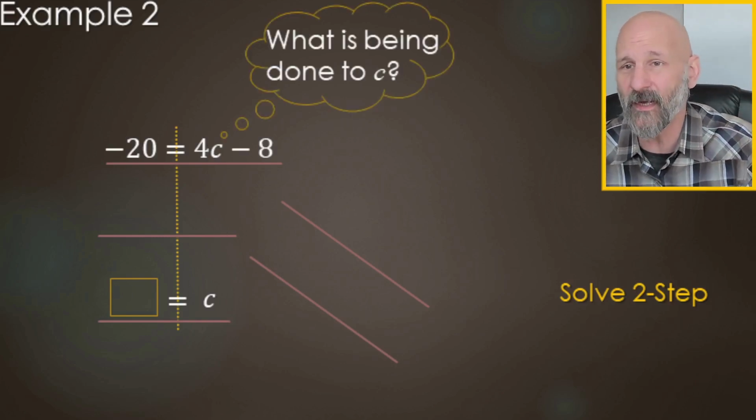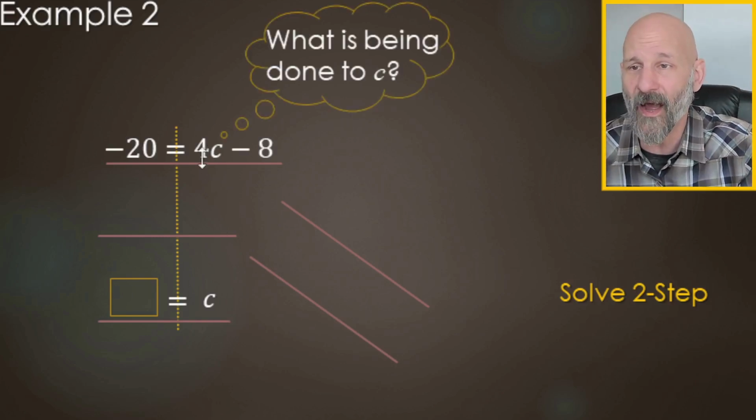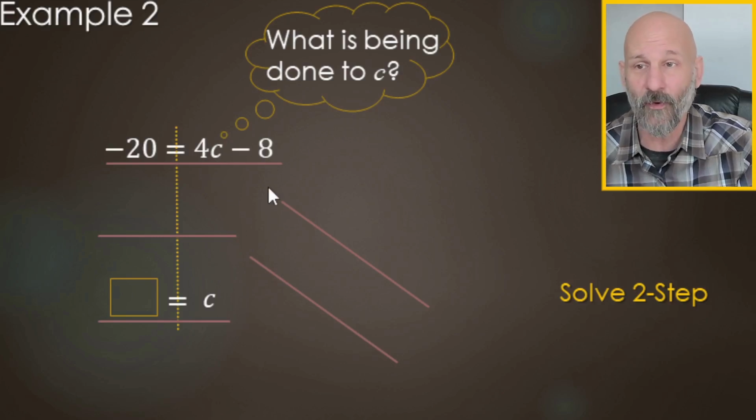So here we go. What's being done to c? Well, it's being multiplied by the 4 there, and it's being subtracted by 8. So again, we have 4c - 8.